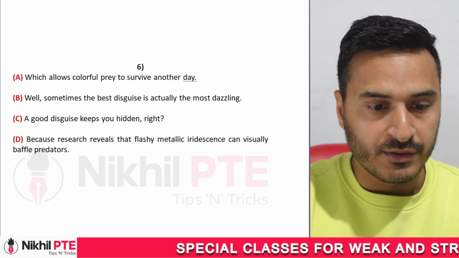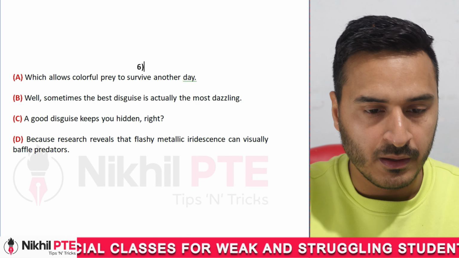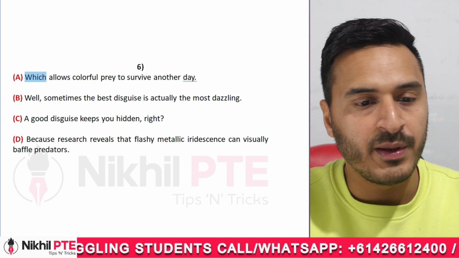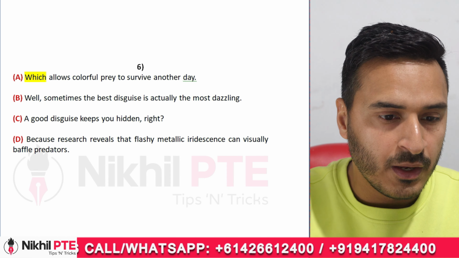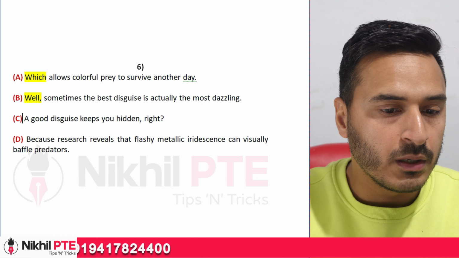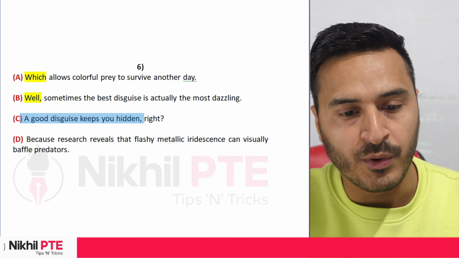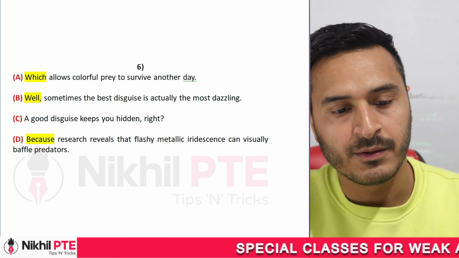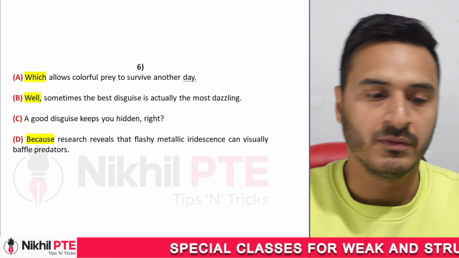So this question is quite simple, I think, because let's start. Which allows, what do you mean by which? Which means this will never come first. Well is a type of connector. This will never come first. A good disguise keeps you hidden, right? Because research, because is a type of doing something happened before, that's why this option will never come first. So we are starting with the question, that is, a good disguise keeps you hidden, right?